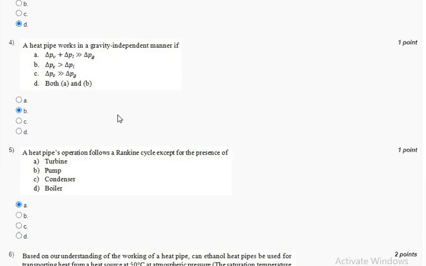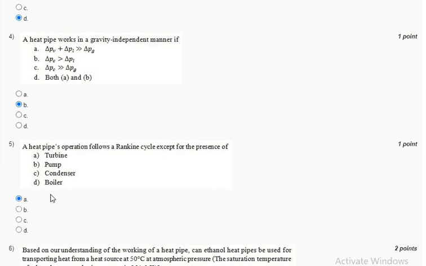Next question, a heat pipe works in a gravity independent manner if delta PC is greater than delta PL. So here delta PC is greater than delta PL. B option is correct. Delta PL is the liquid flow through wick and delta PC is the maximum difference in pressure. So B is correct option.